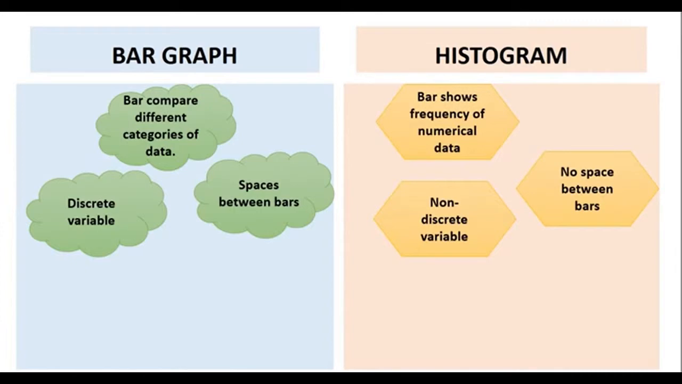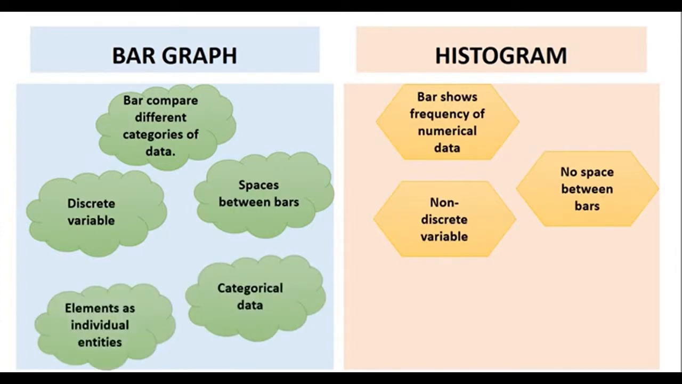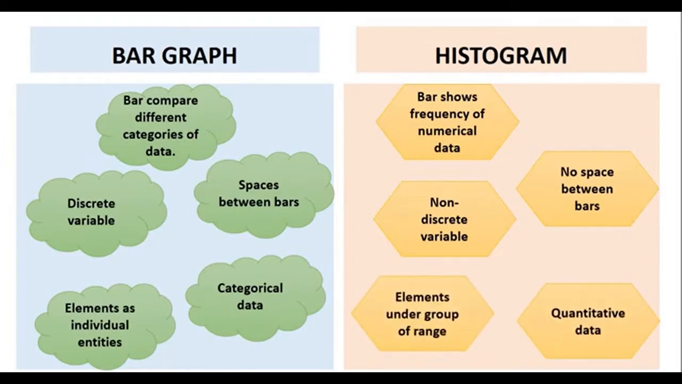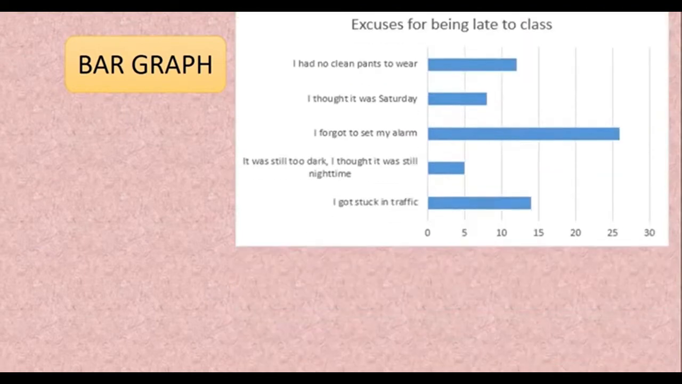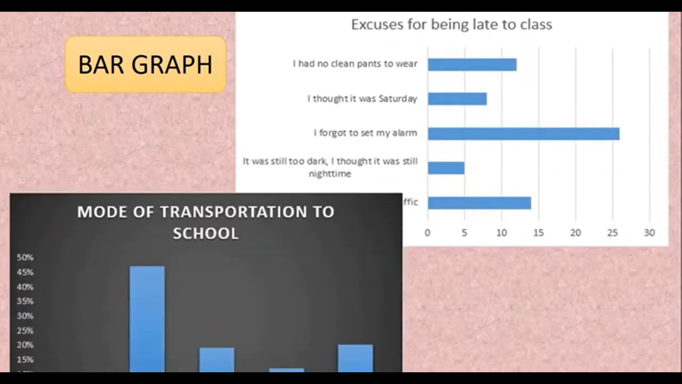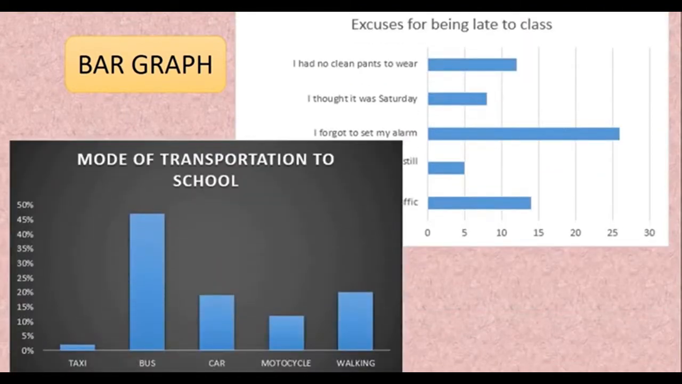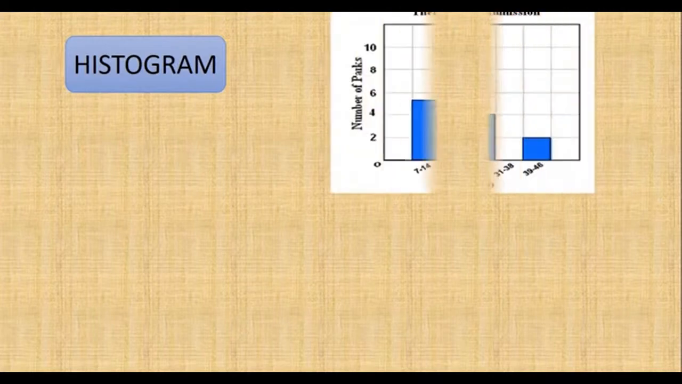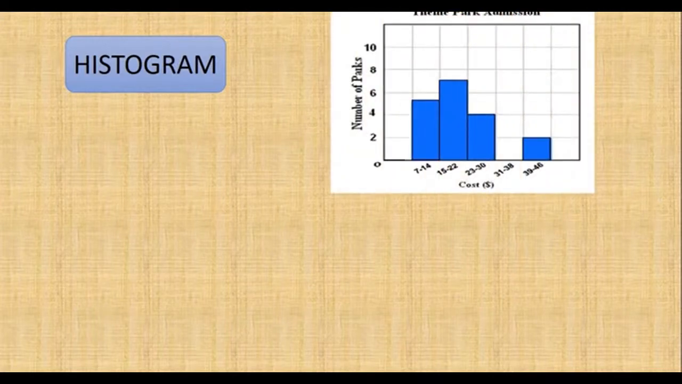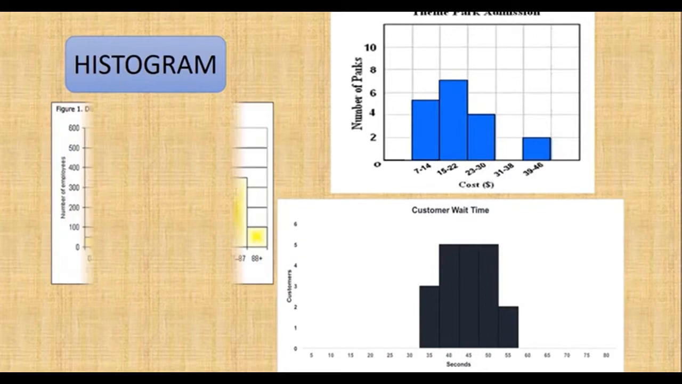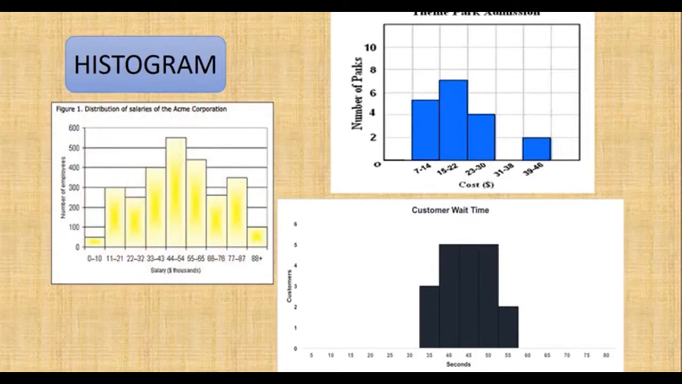The bar graph represents categorical data where the elements are taken as individual entities. The histogram represents quantitative data where elements are grouped together, so that they are considered as ranges. Here are some examples. For the bar graph, we have the excuses for being late to class graph and the mode of transportation to school graph. As for the histogram, we have the theme park admission fees graph, customer waiting time graph, and distribution of salary graph.